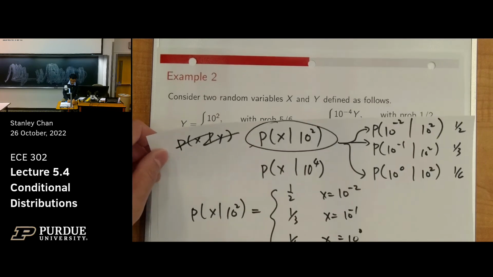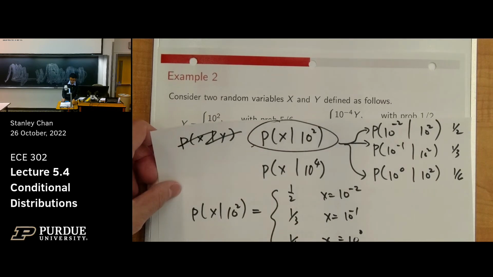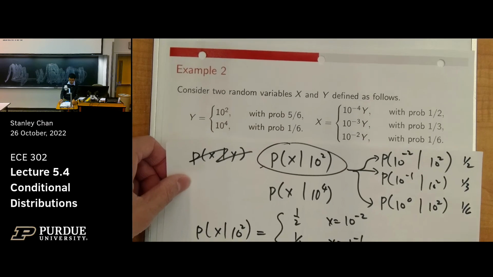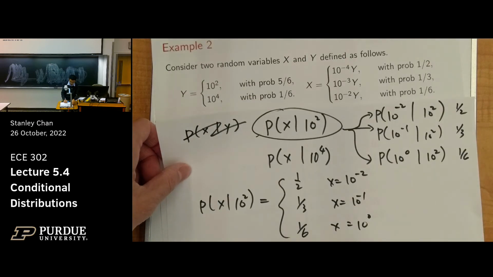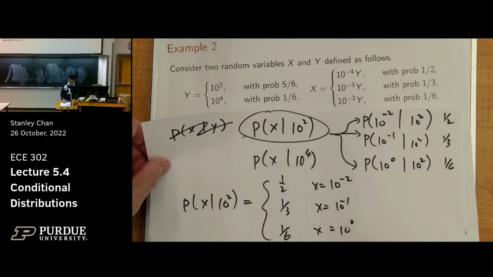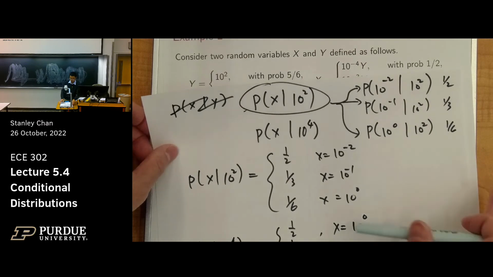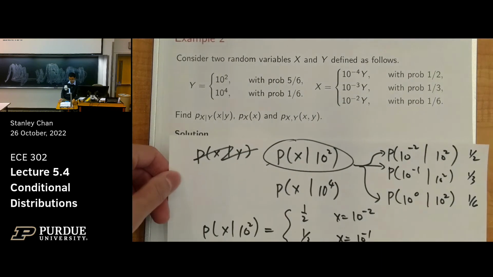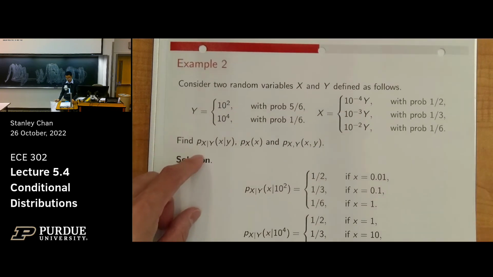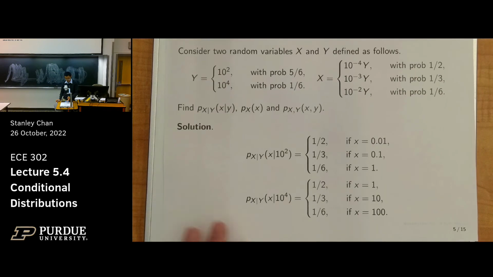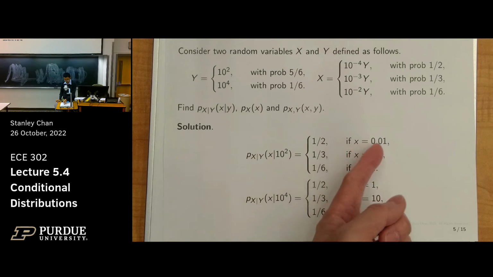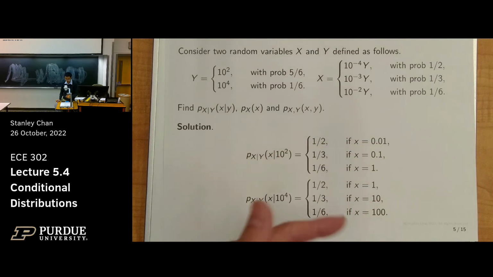Now I can do the same for the conditional probability that y equals 10 to the power 4. That will give me, again, 1/2, 1/3, and 1/6. But here, x has to be 10 to the power 0, 10, and 10 to the power 1, so those would be the three states for the other case. So I have found the conditional probabilities, which are given by this slide. When x equals this, the probability of getting there is this number, and so on. So those would be the conditional probabilities.